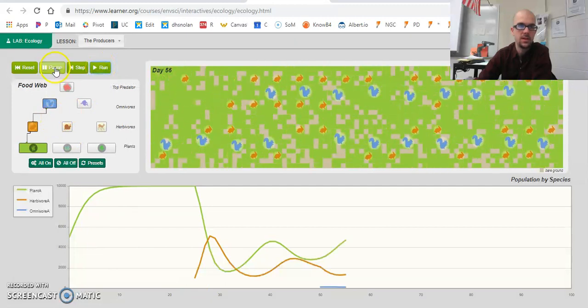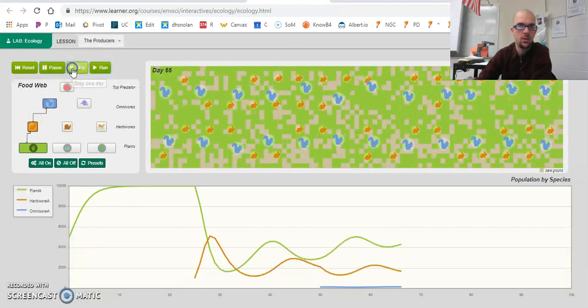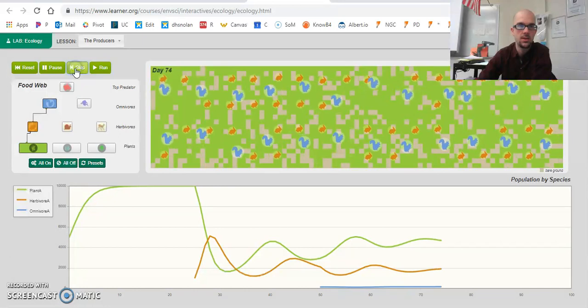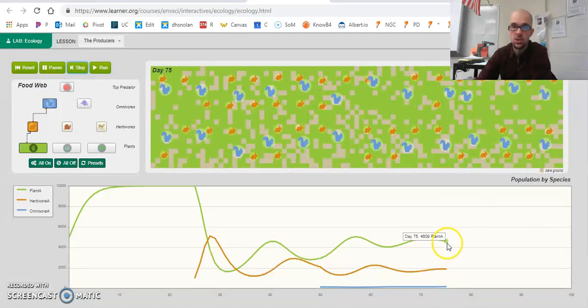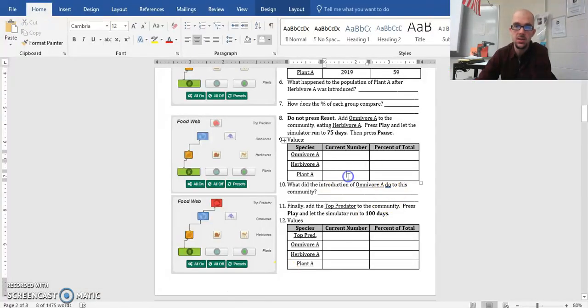I'm going to run it to day 75 because that's what it says to do. Use my step function to zoom ahead to 75. There we go. So now, once again, you have to add up your total. Hold your cursor over the different values and actually add up your total of all three of those. You can put those numbers into the table.